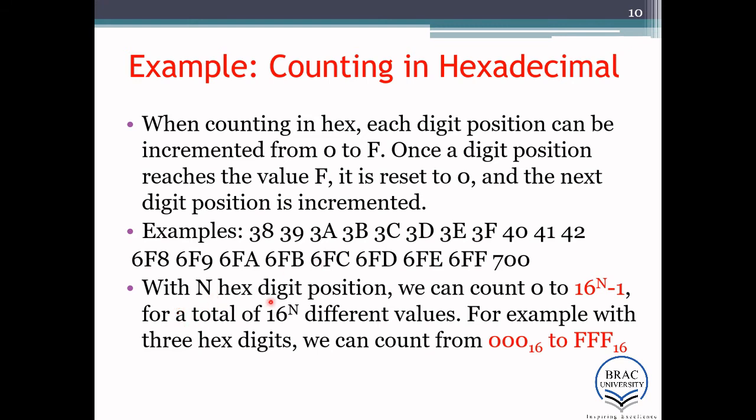So with n hex digit positions we can count from 0 to 16 to the power n minus 1. In total that is 16 to the power n values. For example, for 3-digit hex it is 0 to triple f.